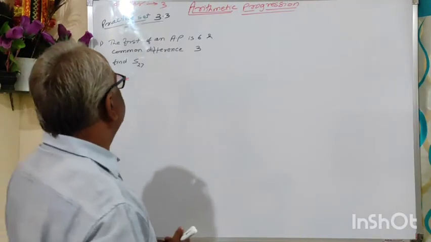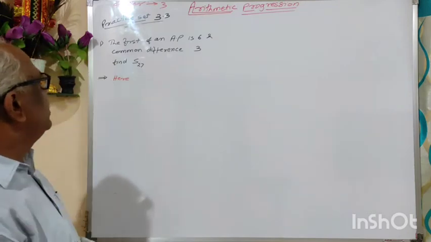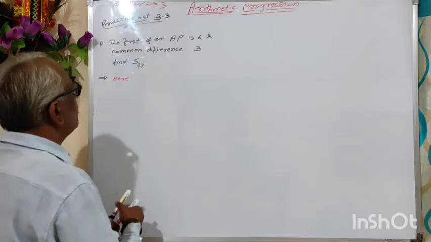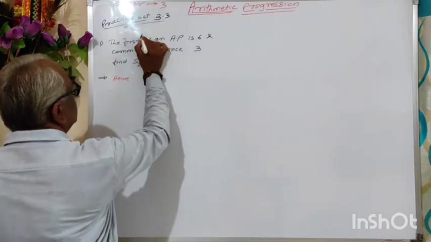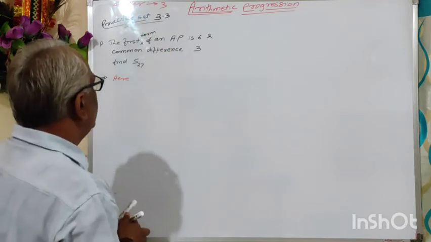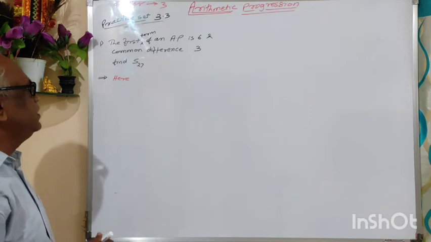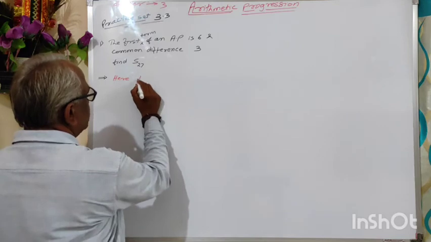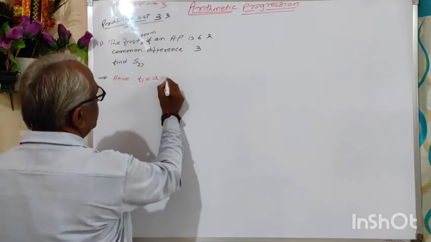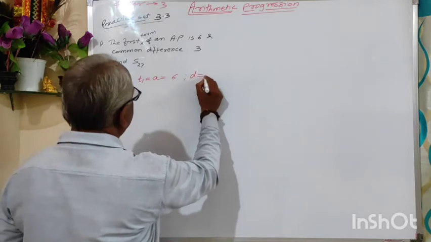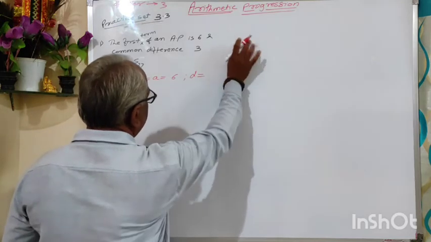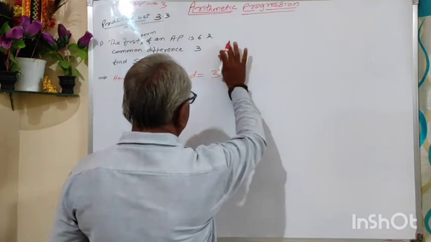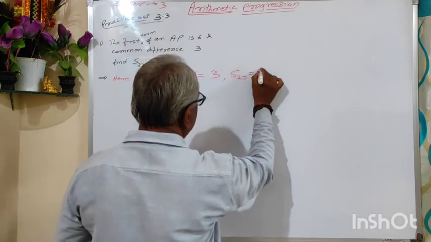We are going to see practice set 3.3 now. From that, example number 1: the first term of an arithmetic progression is 6 and the common difference is 3. Then find S27. Here the first term a is given as 6 and the common difference d is given as 3. Then find S27. S27 is equal to question mark.